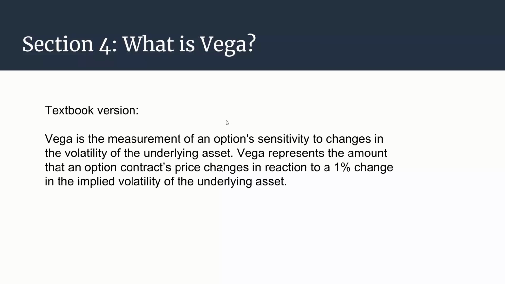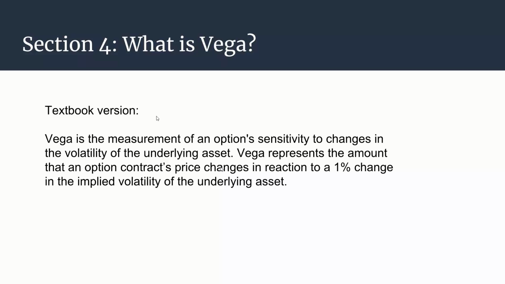What is Vega? Vega is the Greek measurement, the risk measurement, associated with your vol. So if you have any options position on, you're going to have some Vega measurement. The textbook version that they usually give you is that Vega is the measurement of an option's sensitivity to changes in the volatility of the underlying asset. And that number, the Vega number, represents the amount of P&L that your option will experience with a 1% change in the implied vol of the underlying.